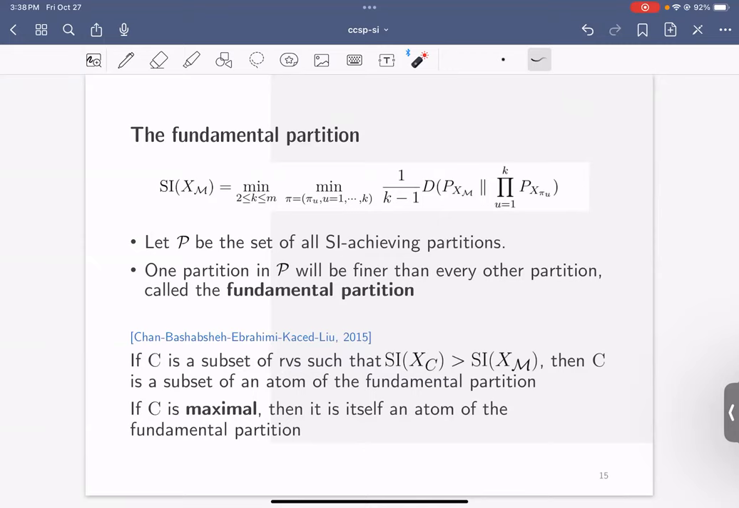So that is one property of the shared information. Okay. So I'm wondering whether to do this.